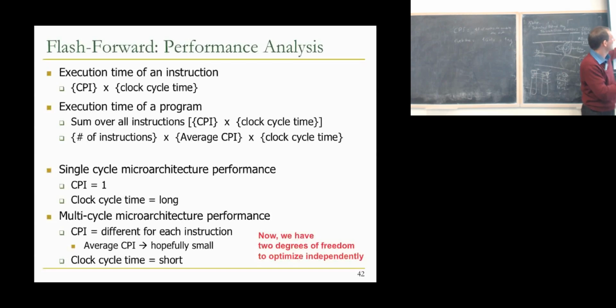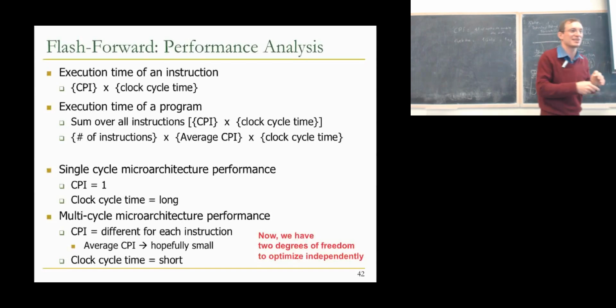Whereas here, these are independent now. You could optimize CPI for different instructions, and you can also optimize clock cycle time totally independently. This is not dependent on the instruction now. So that's the upside of multi-cycle microarchitectures.